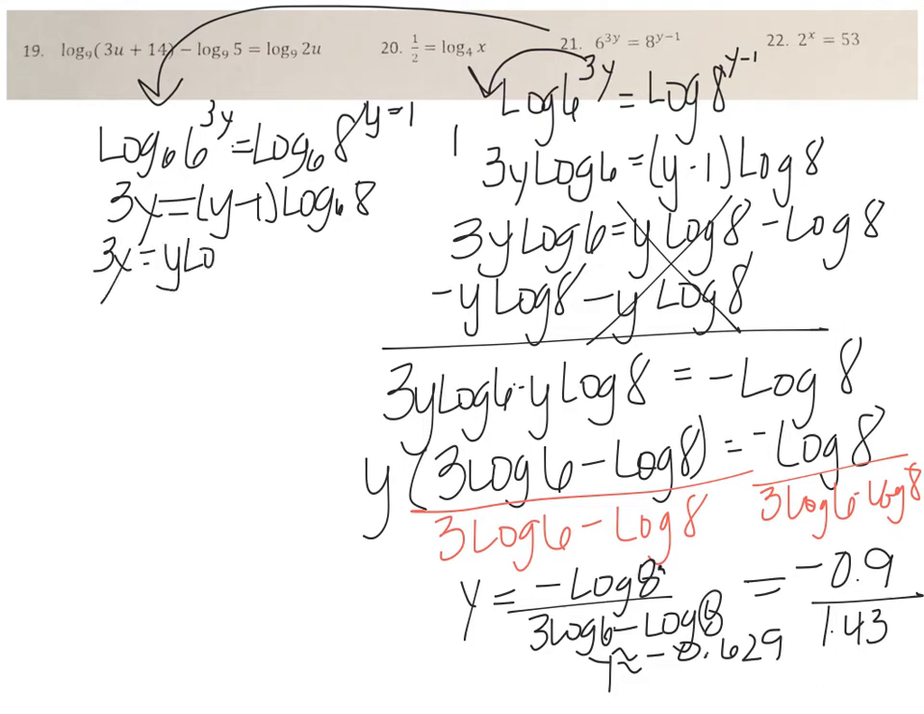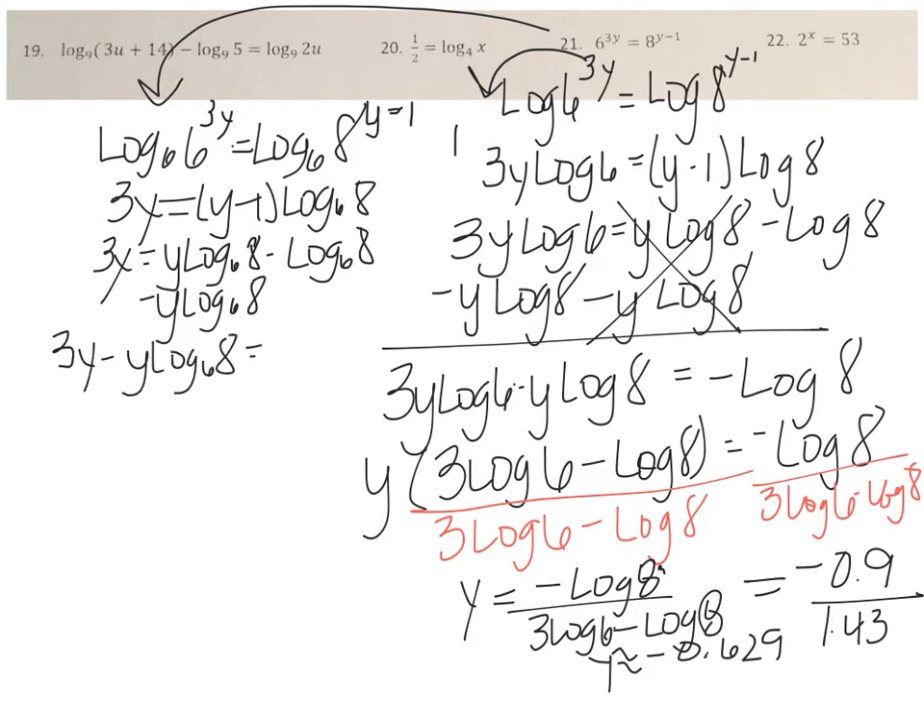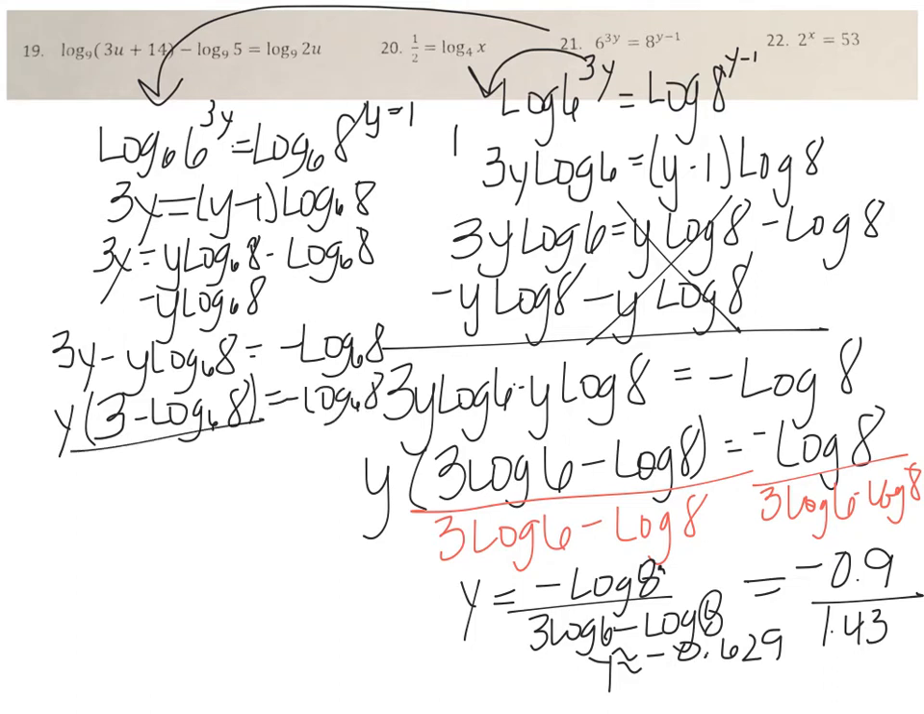Y times the log 6 of 8 minus the log 6 of 8. And then minus y log 6 of 8. So I get 3y minus y log 6 of 8 equals negative log 6 of 8. Take out the y, 3 minus log 6 of 8 equals negative log 6 of 8. Divide by 3 minus log 6 of 8.